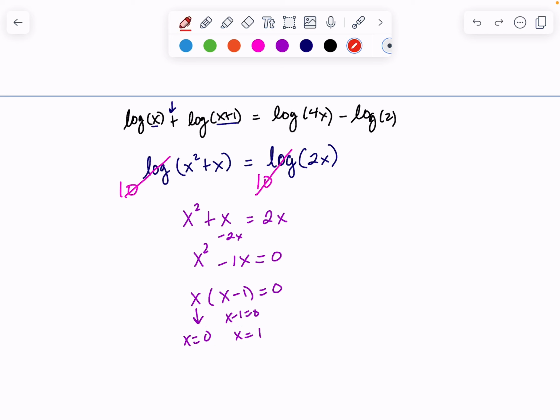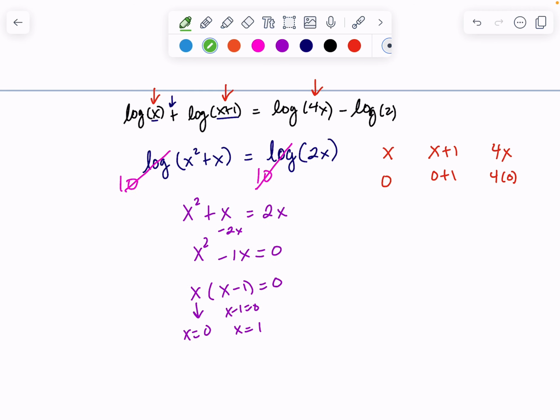In order to double check, because it's a logarithm, I have to take any of my arguments that had an x in it and plug it back in. So x, x plus 1, 4x. So I'm going to plug in 0. That's 0, 0 plus 1, and 4 times 0. I'm checking to see, is it positive or is it greater than 0? Here, 0 itself is not greater than 0, so it did not work. 4 times 0 is not greater than 0, so it did not work. So I'm going to actually cross that one out. That answer is extraneous.